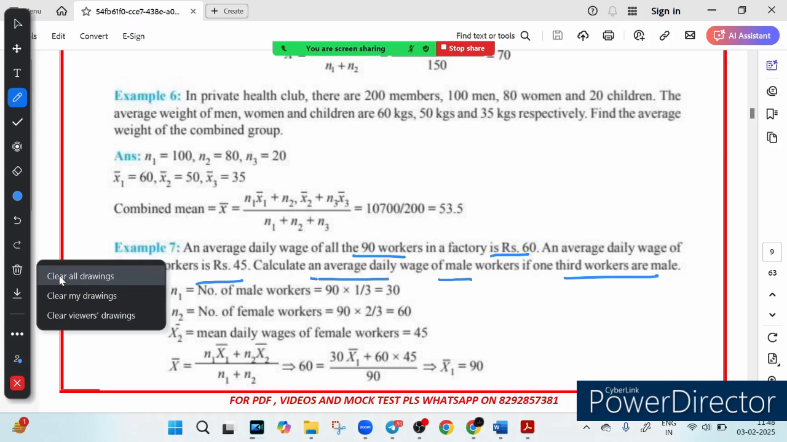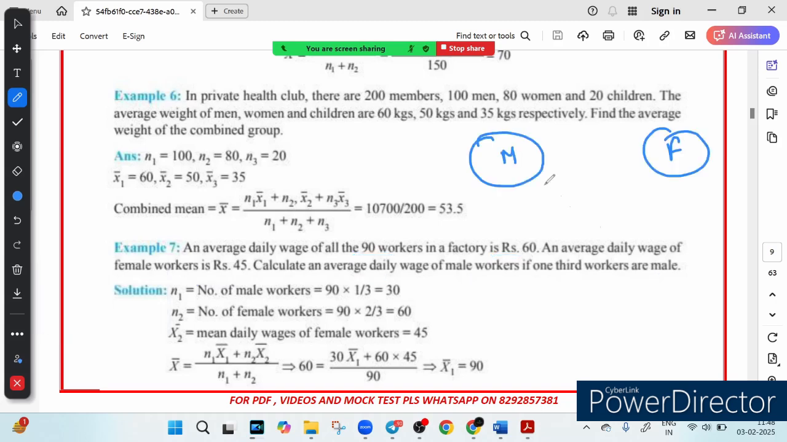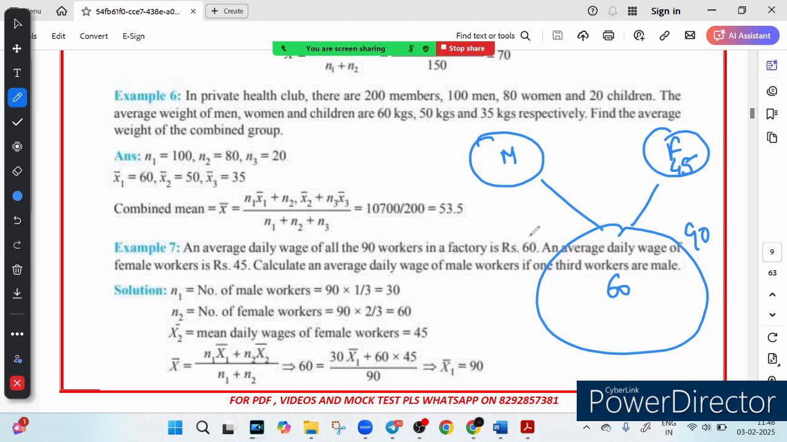So what is happening here? Suppose this represents male, this represents female, and after combining this represents the whole group. So in total how many workers are there? 90 workers are there, and the average is given as 60. Now the average daily wage of female workers is given as 45, right? And given that 1/3 are male, if 1/3 of the workers are male, then 2/3 will be female. So suppose x is the total number of workers, and the number of workers provided to you is 90, right? So 1/3 are male, clearly written, 1/3 are male.